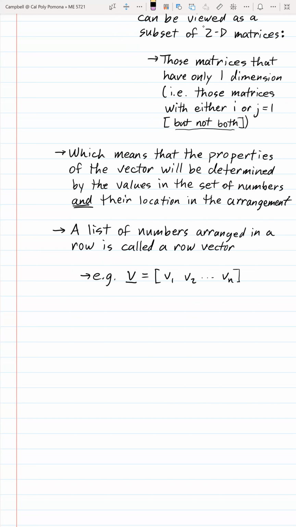So an example, of course, for a row vector would be that V is equal to, using my favorite set of numbers, 1, 2, 3, and 4. And there we go. We have a 4-entry row vector, a one-dimensional entity.